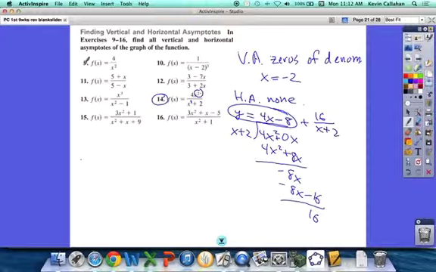A horizontal asymptote. Say again. Why? Because the degree of the denominator is more than the degree of the numerator. This one would have been y equals 0.